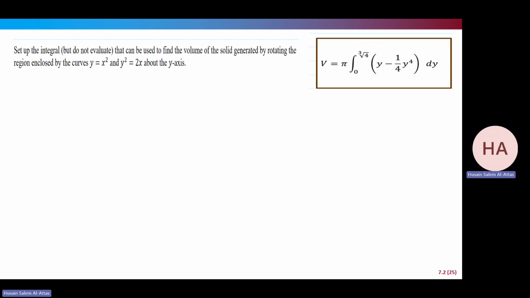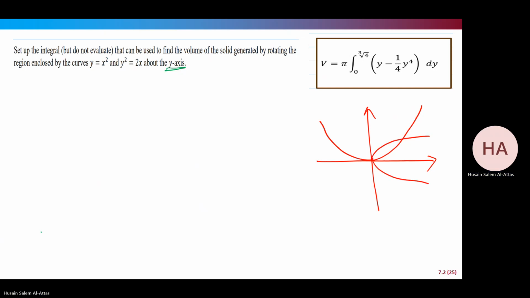Do more problems. Now you want me to set up the integral, not to do it, only make a setup for the calculation, for the volume generated by revolving the curves about the y-axis. Okay, so let me graph the functions and be careful. y equal x square, and this is the parabola to the right, y square is equal to x.